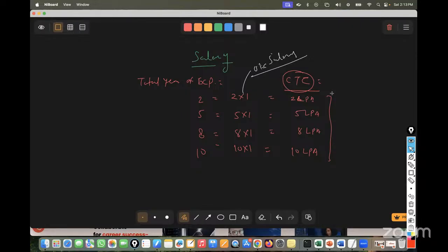But somebody has even less salary: 2 years of experience and 1.5 LPA, 5 years with 4 LPA, 8 years with 4 LPA or 5 LPA. Just think about 10 years with 5 LPA. Then there is a problem. At least the market trend says whatever experience you have, you should have at least that much CTC in hand. If it's less than that, probably you're not doing great in the market.